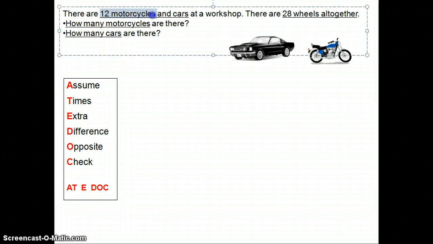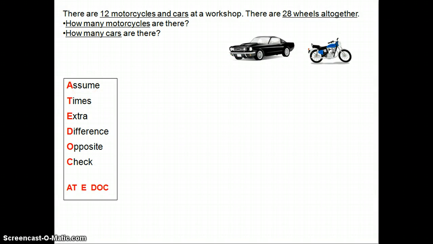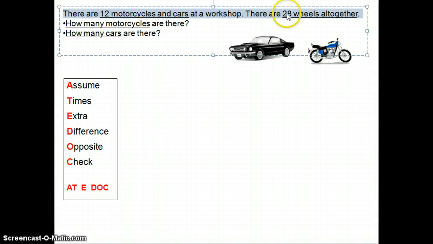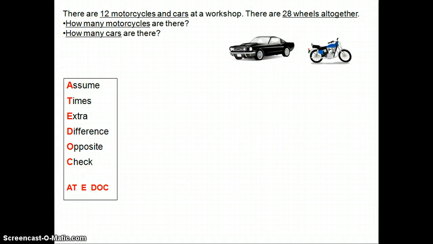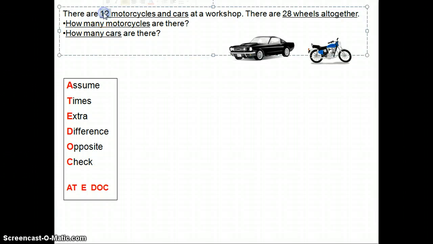There are 12 motorcycles and cars at a workshop. There are 28 wheels altogether. So we need to find out how many motorcycles there are and how many cars there are. First, we have to assume. Usually for assumption, I will choose an object that has fewer of the parts. Here the objects are motorcycles and cars, and the wheels are the parts. So motorcycles have fewer wheels. So I'll take it that all of these 12 are right now motorcycles.